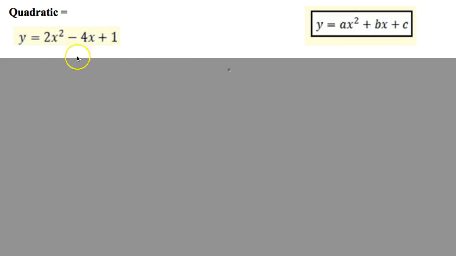And what is a quadratic? If you look at this, the highest exponent is a 2. And so a quadratic is a second degree polynomial. So if you look at a function and the highest exponent is 2, it's a quadratic.